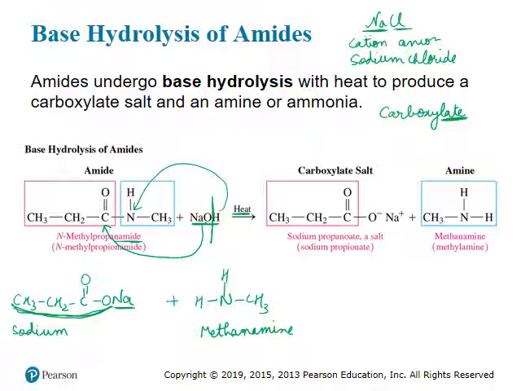So for instance, this would be how many carbons? 1, 2, 3. A 3 carbon acid is called propanoic acid. You would replace this oic acid with ate, so it would become propanoate. So the answer is sodium propanoate. That is how you would name this particular salt. And those would be your products. So you can see right here, the product is sodium propanoate and methanamine.